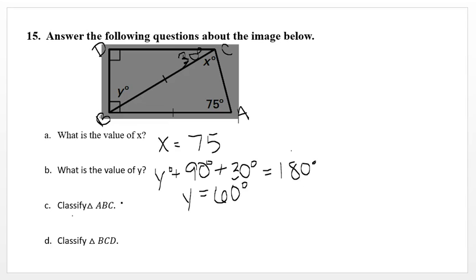Okay, so for this one, looking at triangle ABC, ABC is right here. We should know that because of these two congruent lines, this is an isosceles triangle. So part of your label is isosceles triangle, but also another part is that, since we know these two angle measurements are 75 degrees, this is going to be an acute angle.